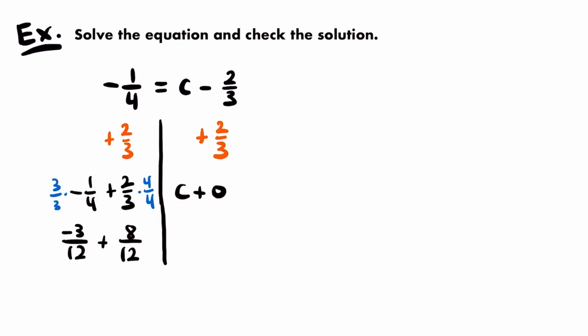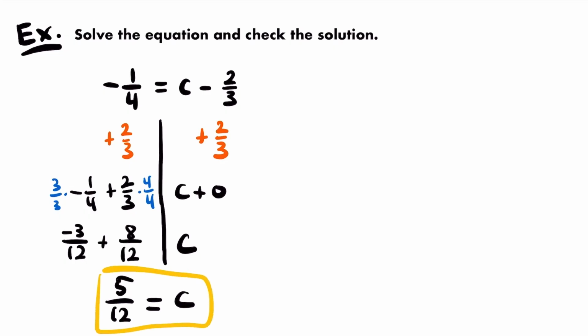And so now we have two fractions that have a common denominator, so we can add the numerators. But before we do that, don't forget that we do have c on the other side of the equation. c plus 0 is just c. But then negative 3 plus 8 is 5. So we get 5/12 equals c. That is a solution that we have found for this equation. c equals 5/12.